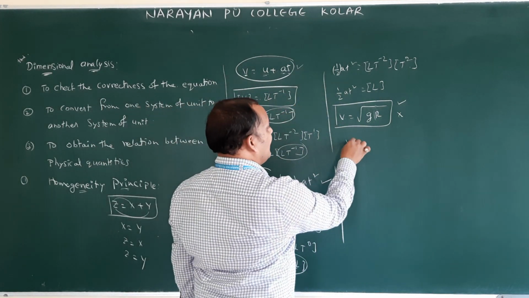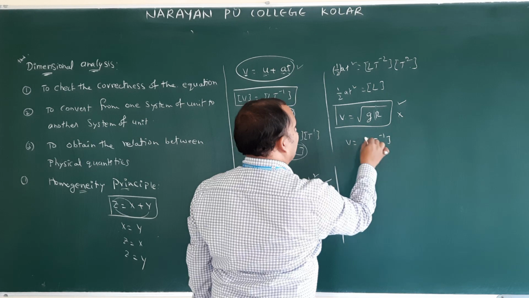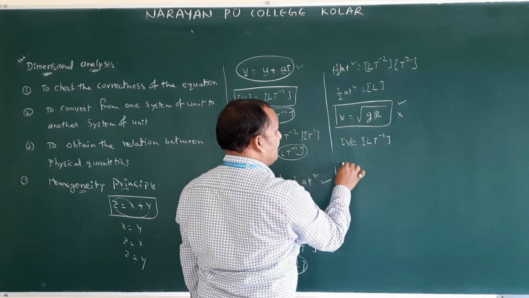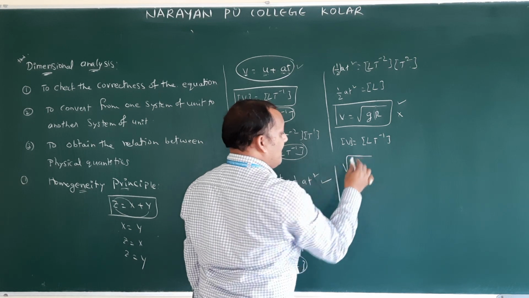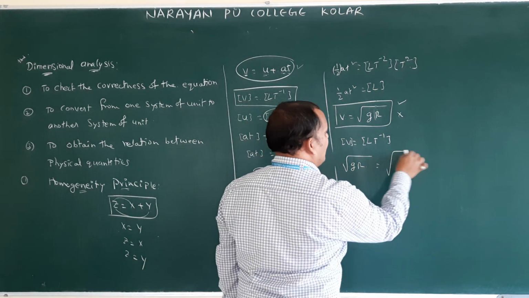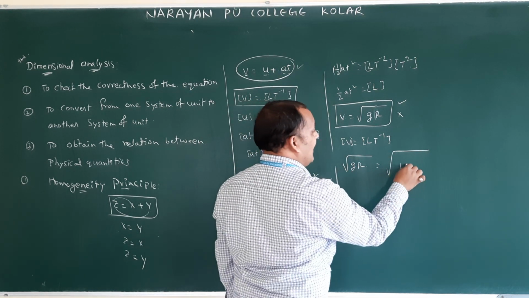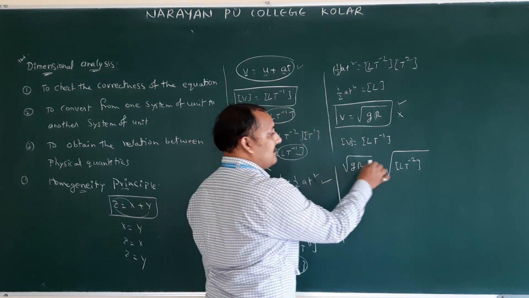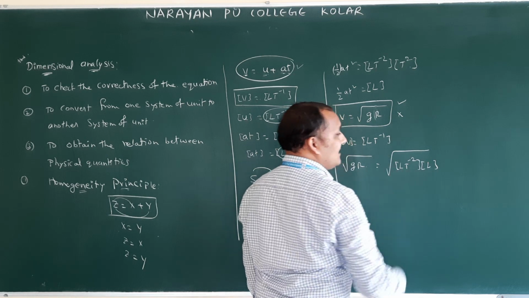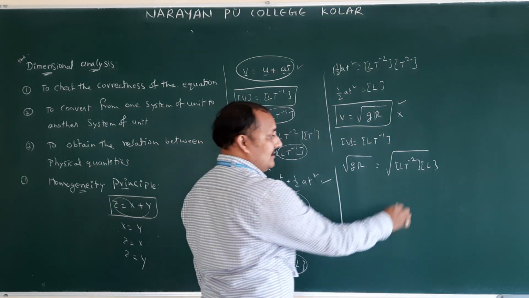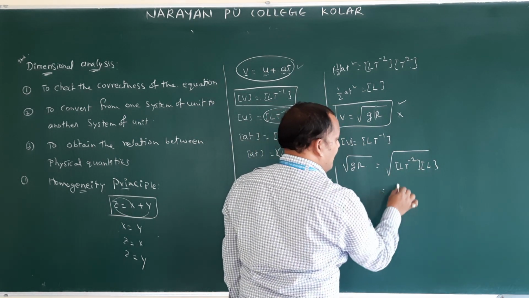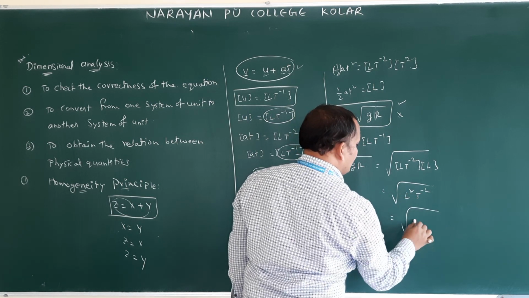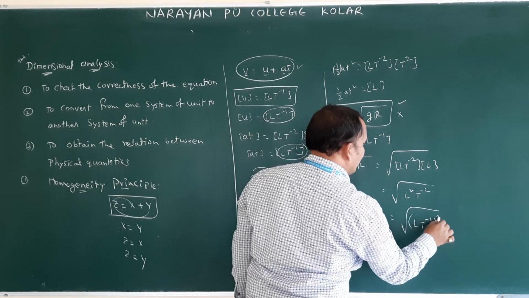What is v here? Dimensional formula for v, velocity: L T power minus 1. Root of g r on the RHS. Root of acceleration due to gravity, that means acceleration dimension formula. r means radius, radius is going to represent length. So L into L, what will you get? L square T power minus 2. So L T power minus 1 whole square.